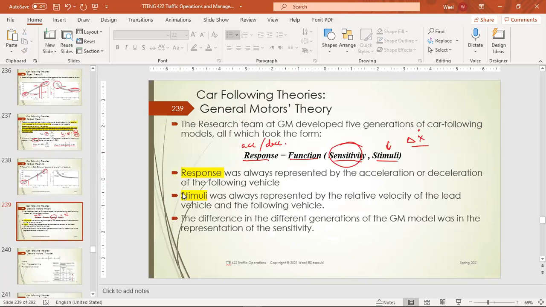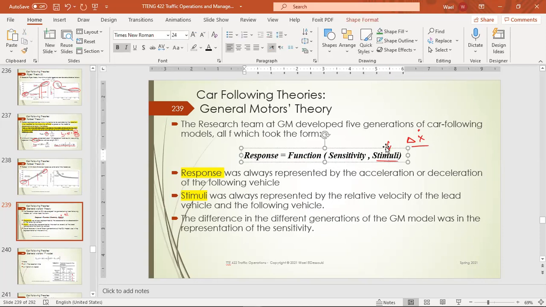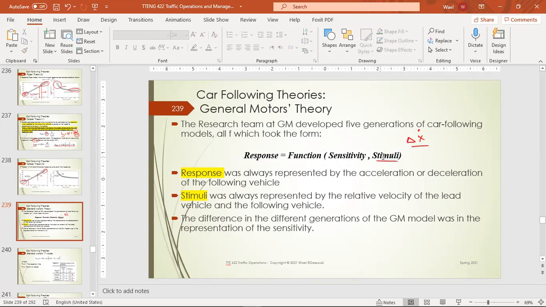So that led us to the General Motors GM family of models. It's basically, that was a breakthrough. It was based on response. The response of the following vehicle is a function of two things. It's a function of stimuli and sensitivity. Stimuli is basically measured with the difference in speed.